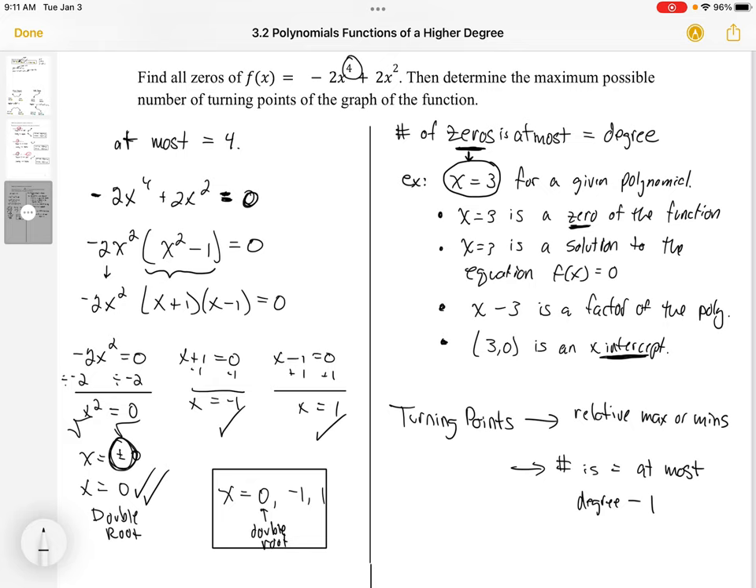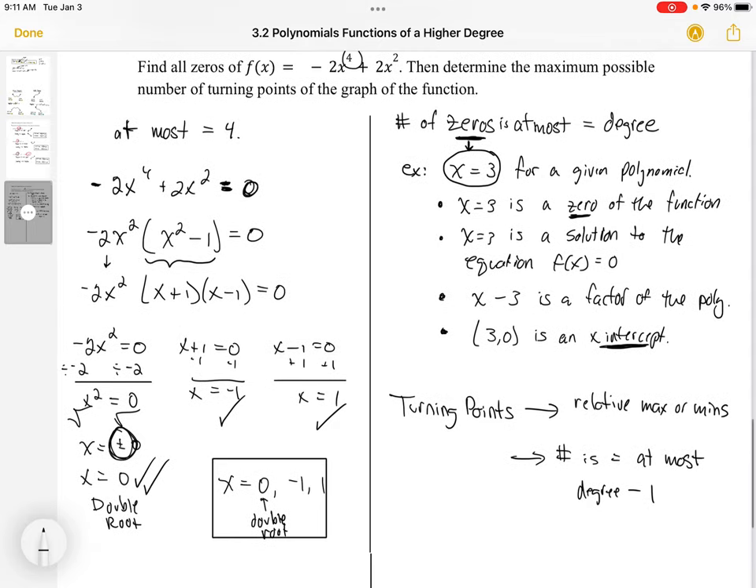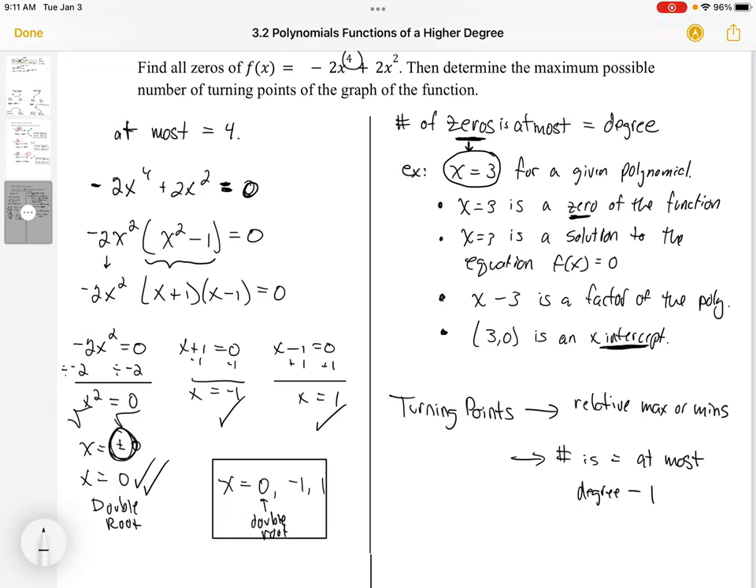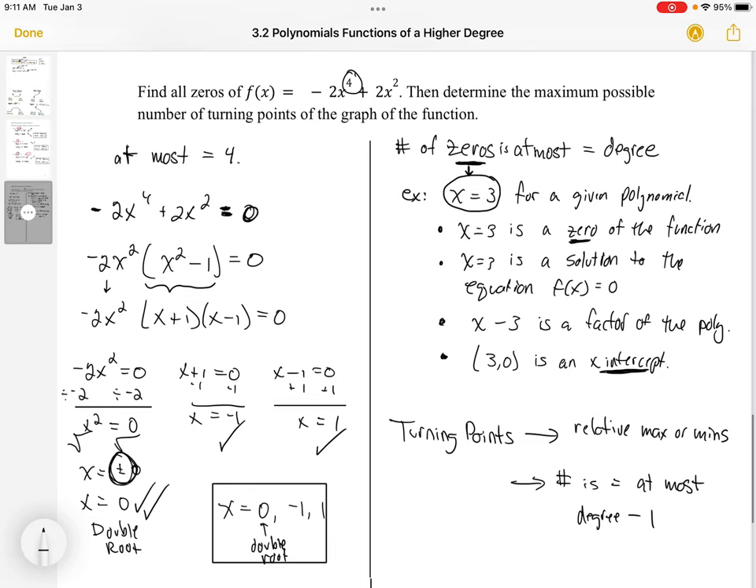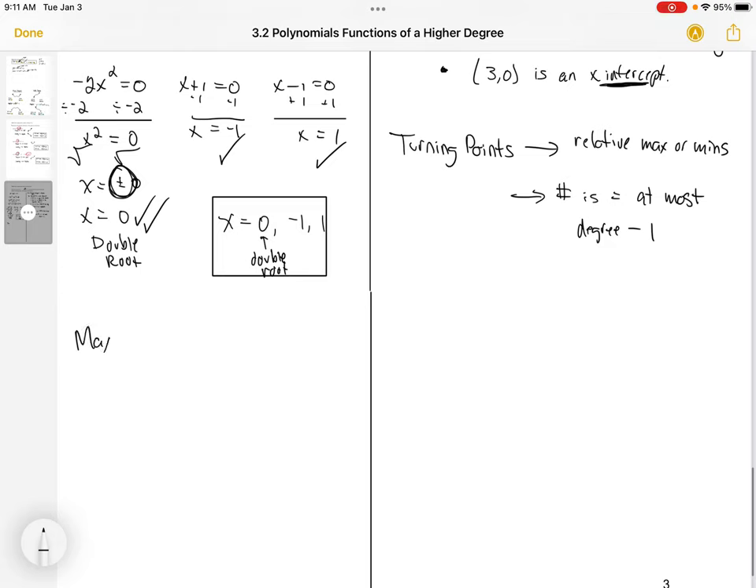So if you have a polynomial that has a degree of 5, it has at most 4 turning points. If you have a polynomial that has a degree of 1, you have at most 0 turning points. That would be a linear equation. So in this particular case, our example on the left side, we already know that it has a degree of 4. So the maximum number of turning points is going to be 1 minus 4. I should say 4 minus 1, which is 3.